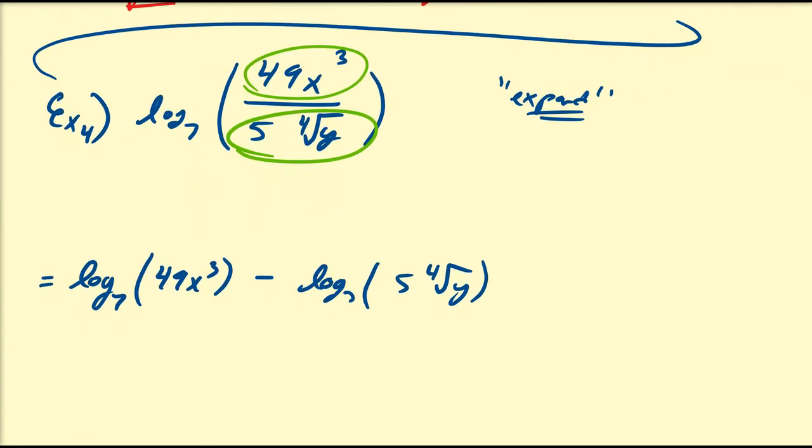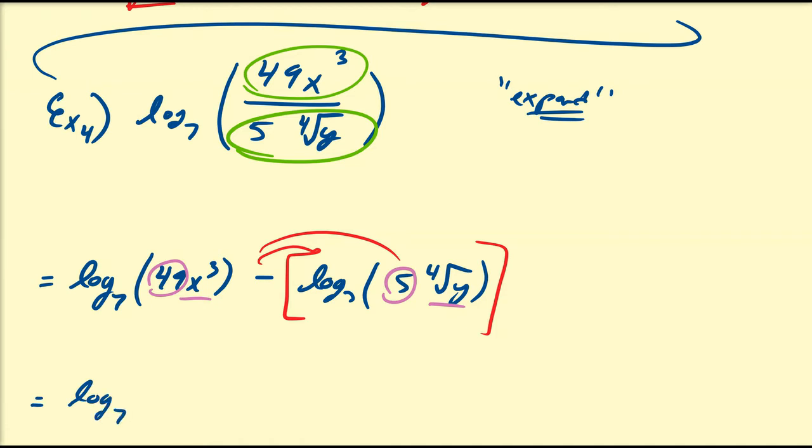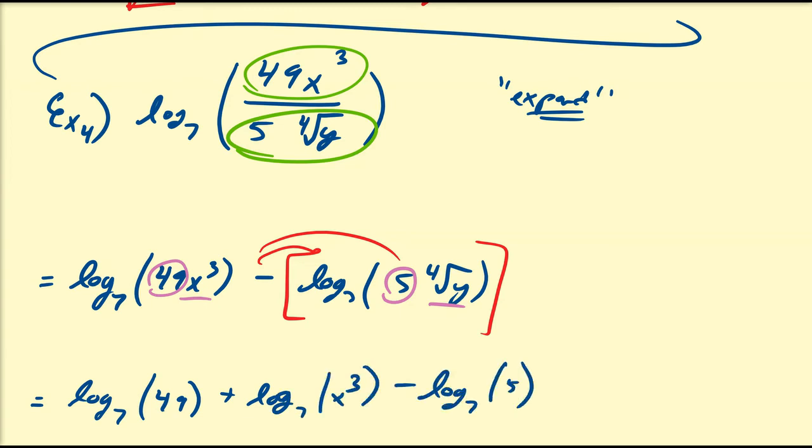Now we have the logarithm of a product, 49 times x cubed, and 5 times the 4th root of y, so we can express them as a sum of logarithms. Now keep in mind that there is a subtraction in front of this log, so that's going to distribute over that addition that we're going to decompose into. Right? So we have the log base 7 of 49 plus the log base 7 of x cubed minus the log base 7 of 5 minus the log base 7 of the 4th root of y.